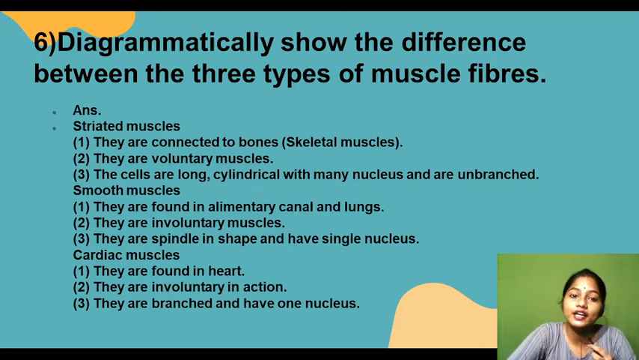Okay. Now cardiac muscle. Cardiac is a term related with the heart. So they are found in our heart and they are involuntary. We cannot control their action, right? And they are branched and have one nucleus. Clear?